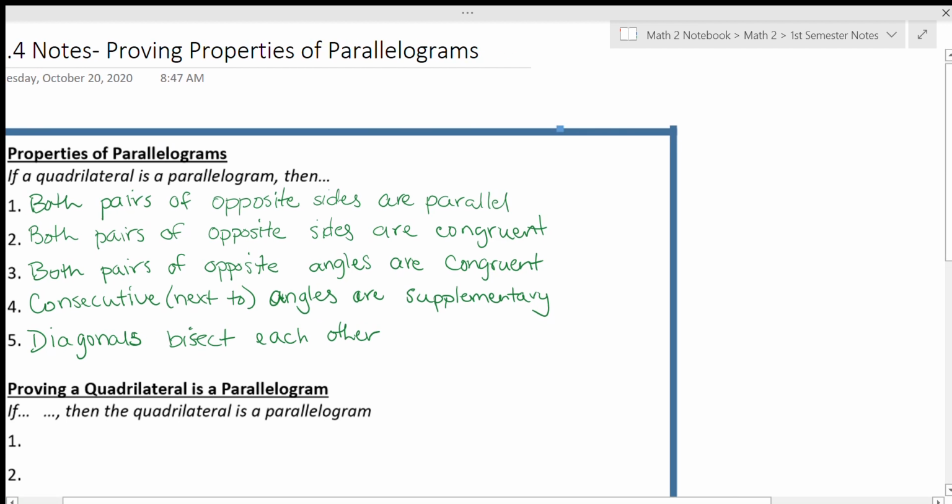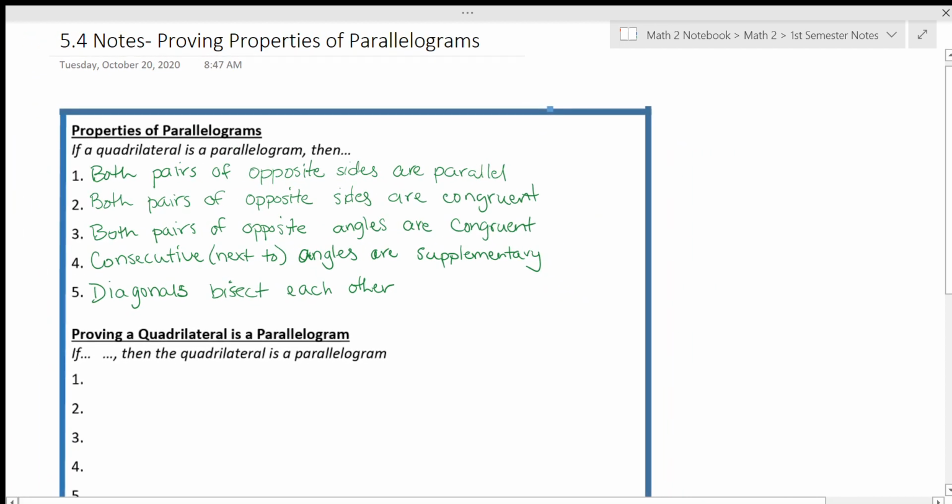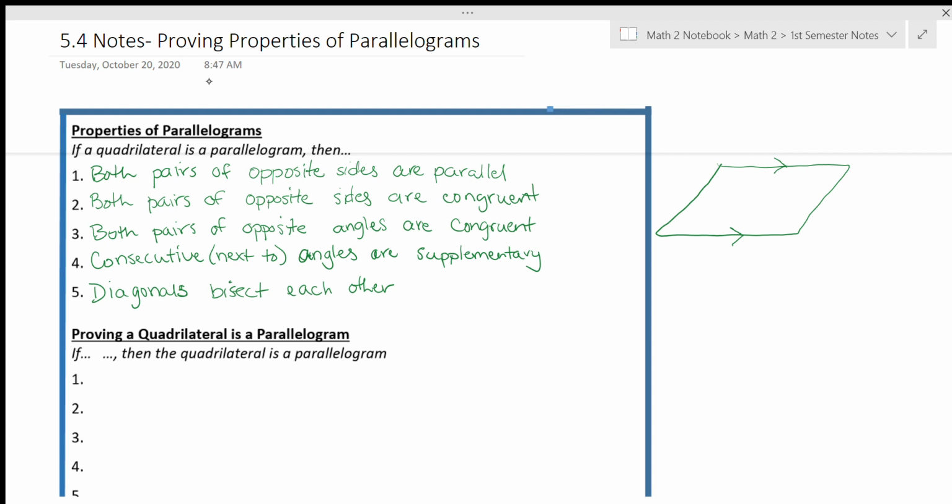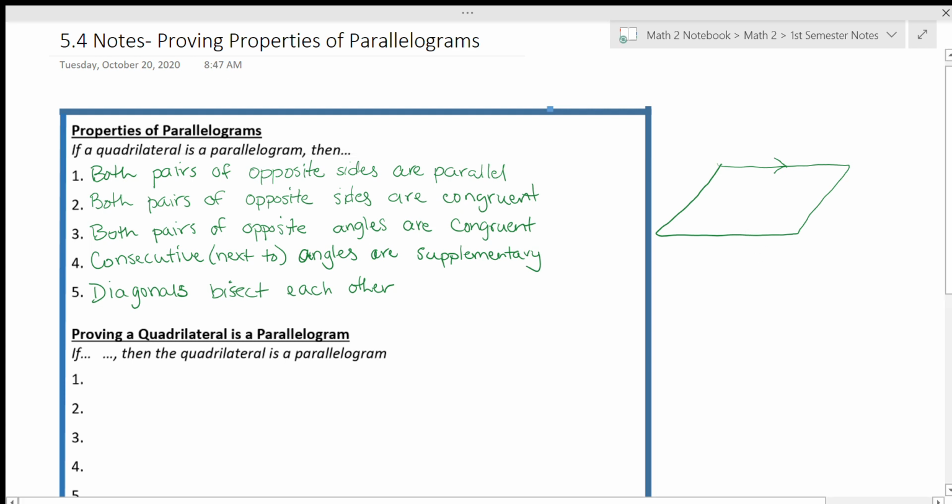So what I'm going to do is, just for visual sake here, we're going to draw a parallelogram and we're going to mark all those 5 properties as best we can. So when we have a parallelogram, if we know it's a parallelogram, then we know. So actually what I'm going to do here is I'm going to write the inferences that we can make when we know it's a parallelogram. So if we know it's a parallelogram, then we know that both pairs of opposite sides are parallel and congruent. So the parallel piece is the arrows, and the congruence is the tick marks. We know that both pairs of opposite angles are congruent.